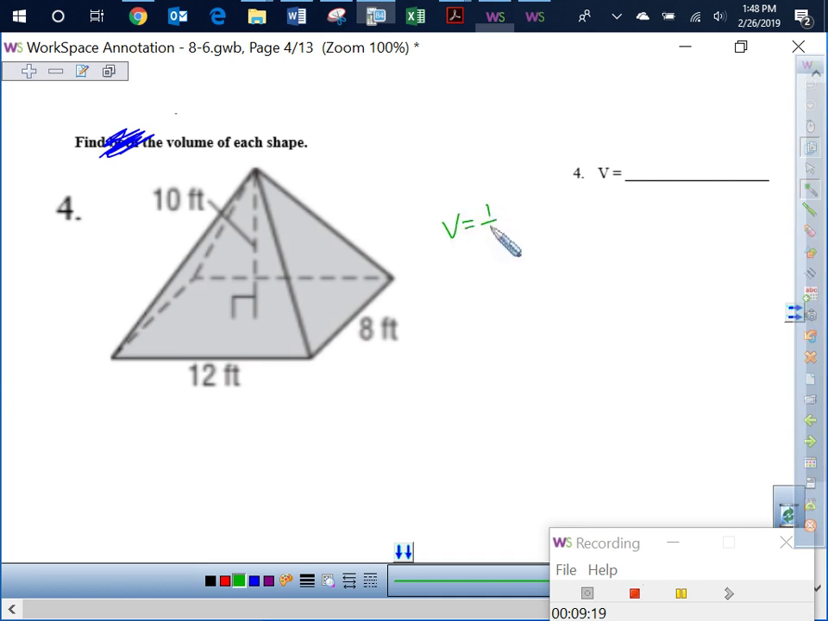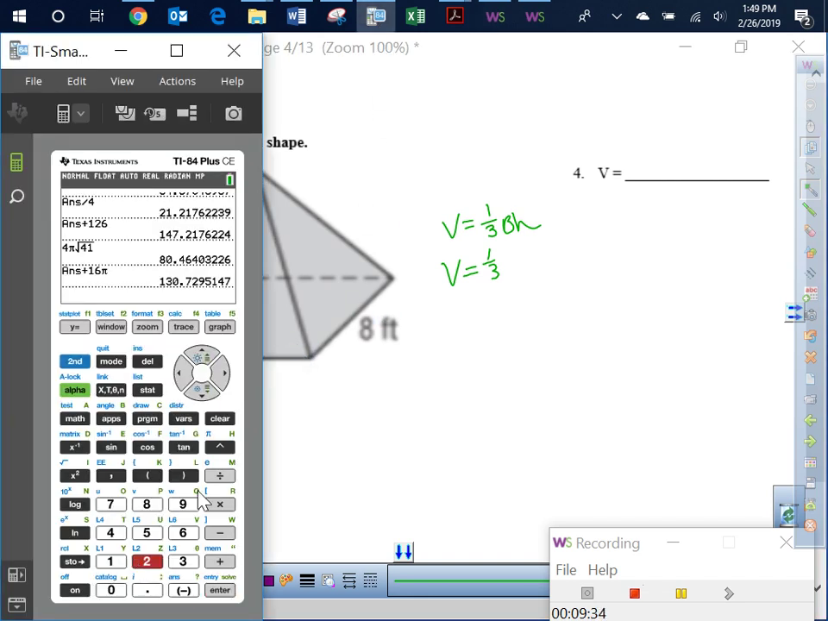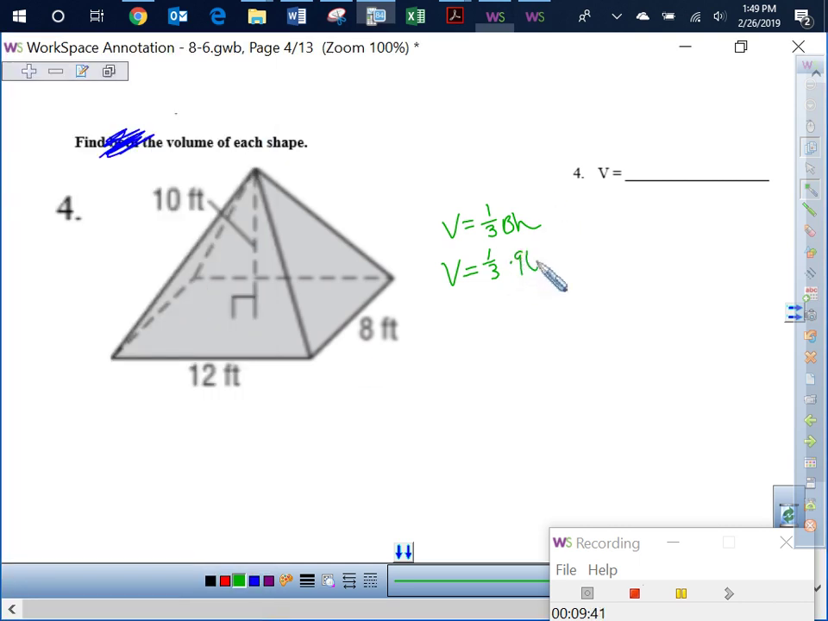And that is 1/3 base area times height. Make sure you can find these on your cheat sheet. And let's see if we have all the ingredients. Maybe we've got to go find something. Shape of the base, well, we're going to have to assume this is a rectangle. So we'll do length times width, 12 times 8. It's 96. And then the height, we need the height. Dude, that's 10. Nice.